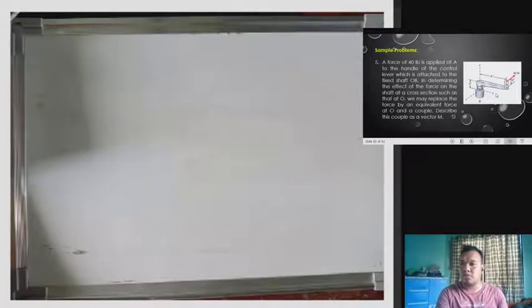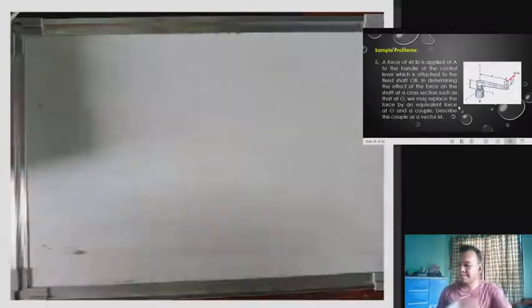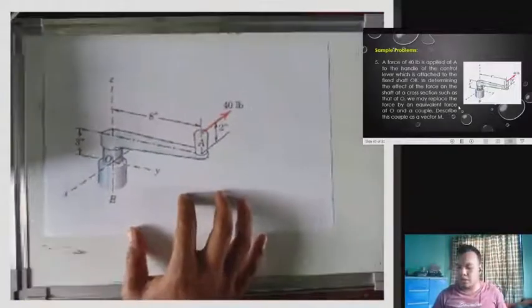So, ibig sabihin, itong force 40 pounds po natin na to is ita-transfer natin dun sa point O na magkakaroon ng same effect, no? Kumbaga dito, is same effect pag transfer natin. In addition, may moment na ma-attach dito, no? So, yun yung pinapahanap dyan sa problem natin. Okay, we have here this figure.